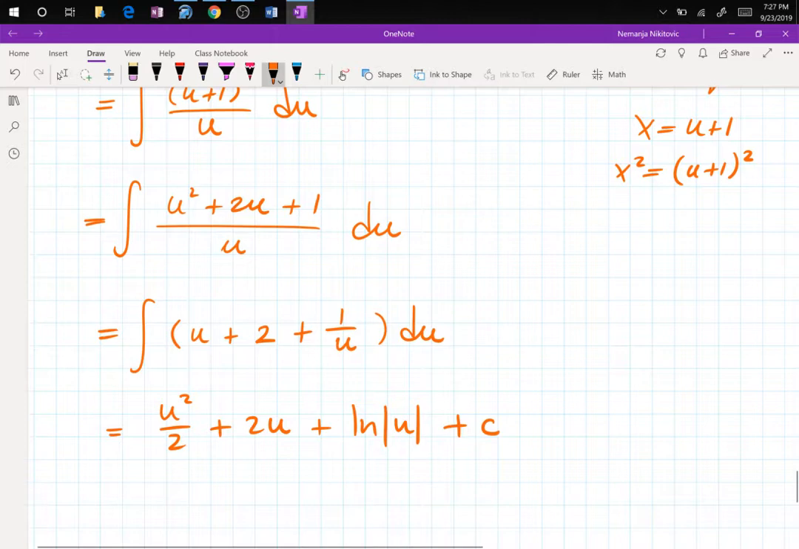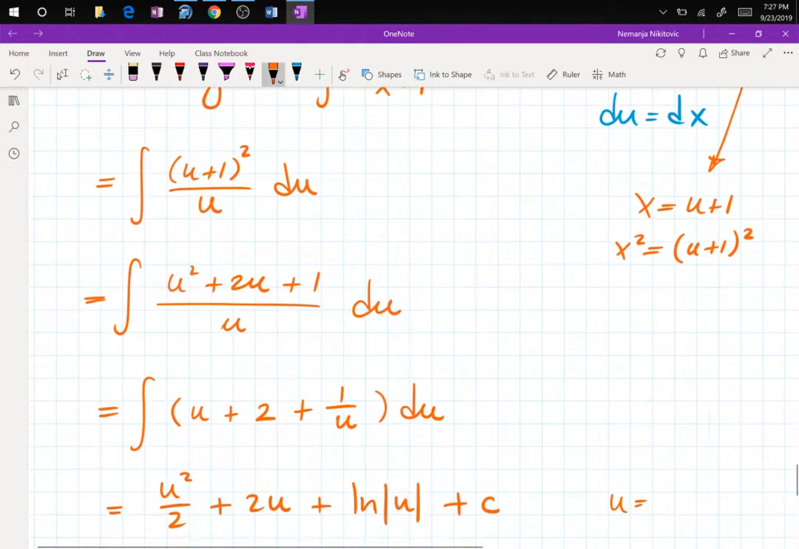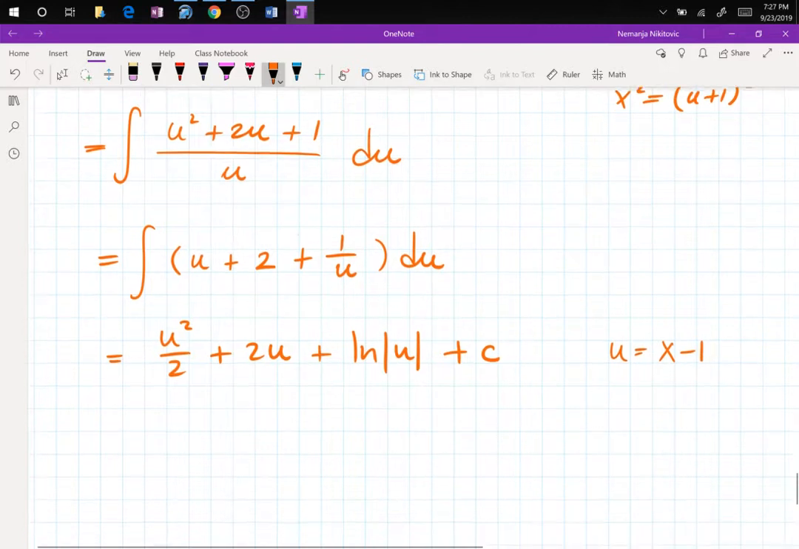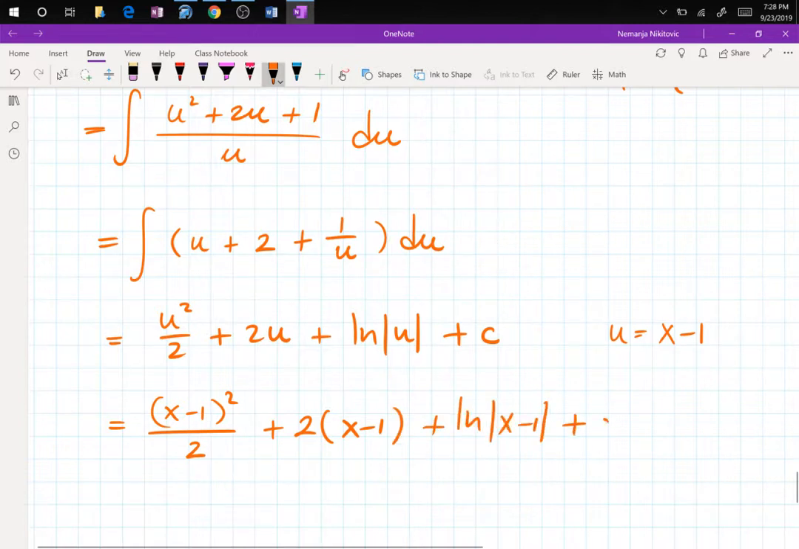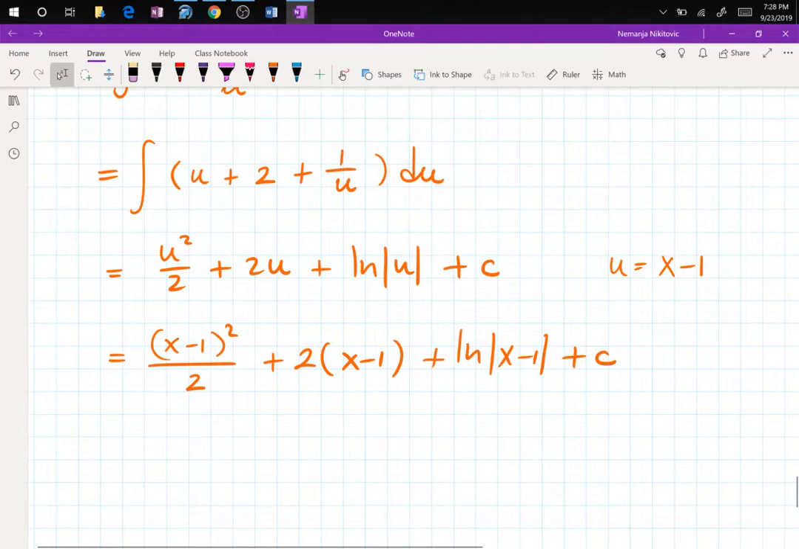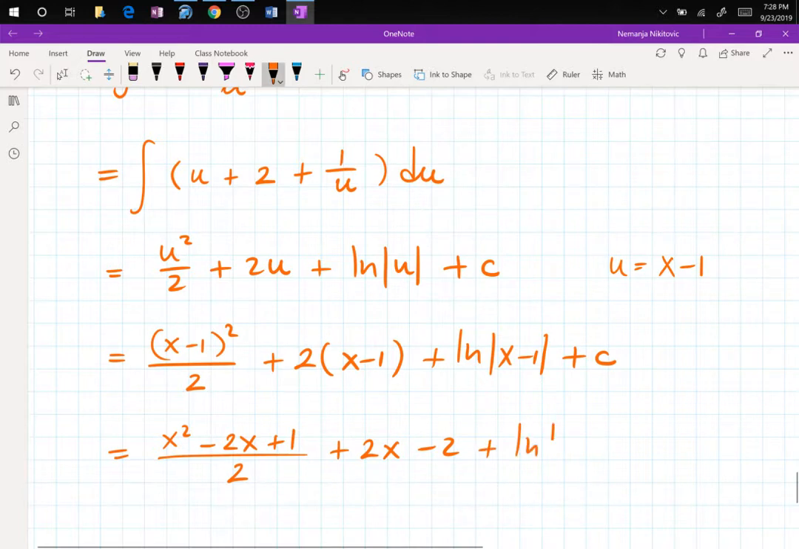And remember that u was x minus 1. So now you get to plug that in, and it's (x minus 1) squared over 2 plus 2 times (x minus 1) plus ln of x minus 1 plus c. Now you got a FOIL. That's (x squared minus 2x plus 1), everything over 2, plus 2x minus 2, plus ln of x minus 1, plus c.